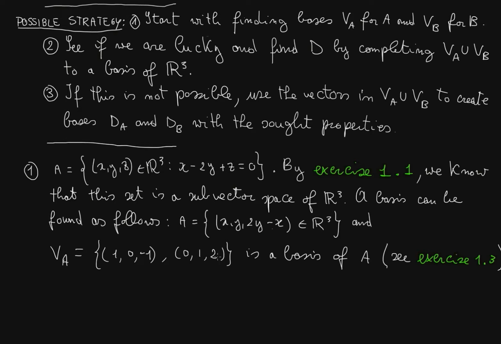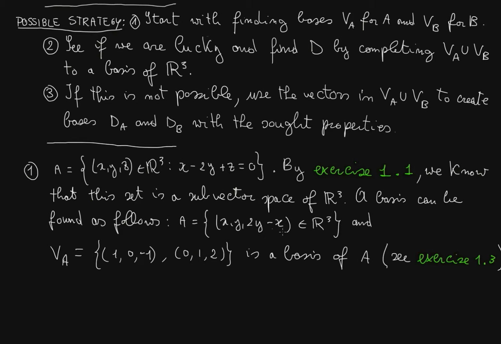So (0, 1, 2). Now we found two linearly independent vectors inside A, and it can be easily shown that these are also generators of A. So any vector in A of this form is a linear combination of these two vectors.